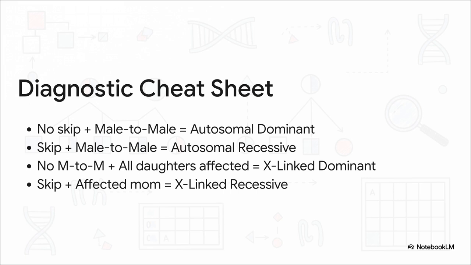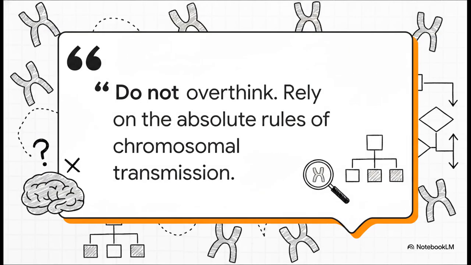You literally just pair your findings. Skips combined with male-to-male transmission points you instantly to your autosomal diagnoses. A lack of male-to-male transmission points you straight to the X-linked roles. It's pure pattern recognition entirely based on biology. I always tell my junior doctors on the ward, do not overthink. Rely on the absolute rules of chromosomal transmission to find the one true diagnosis.